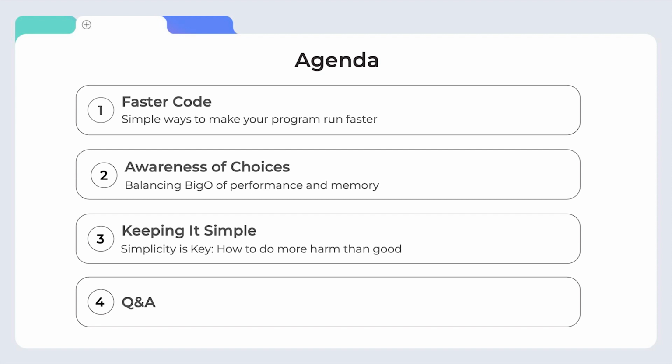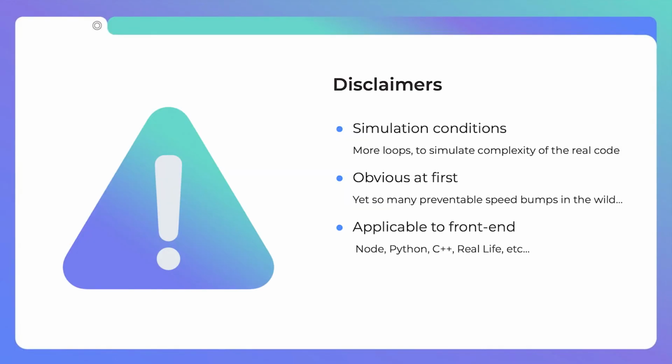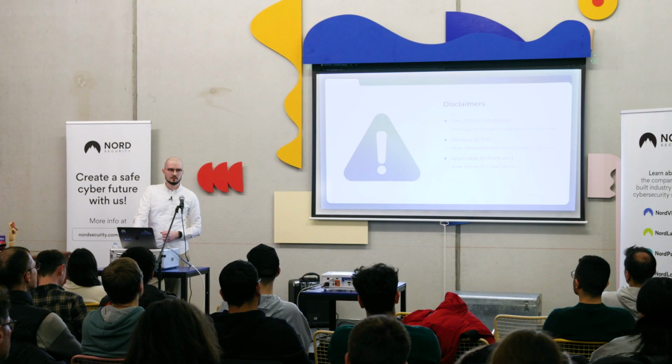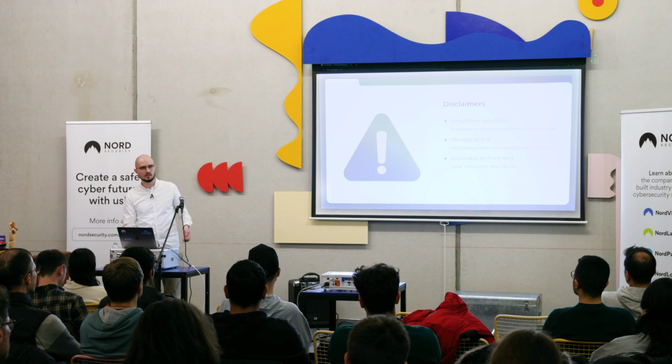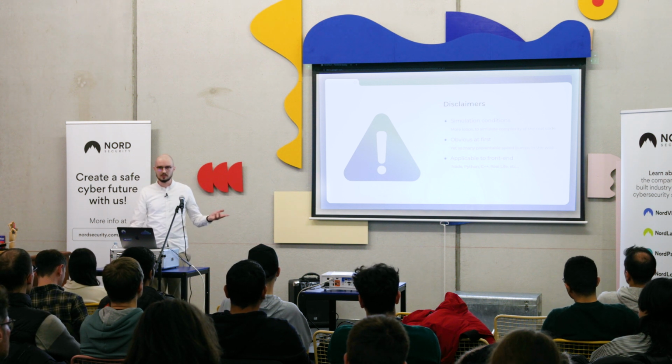So first of all, faster code. I have snippets of the code, and they are a little bit exaggerated. They're not real life examples, but I compensate, for example, for the lack of complexity with a bigger amount of loops. You will see the examples. Some of them may seem very obvious. These tips are applicable for front-end, but they are also applicable for Node environments, Python if you like, C++, C, or I don't know, real life maybe.